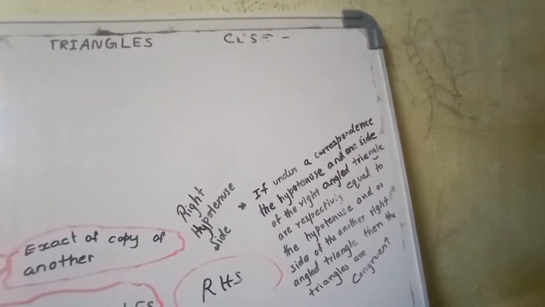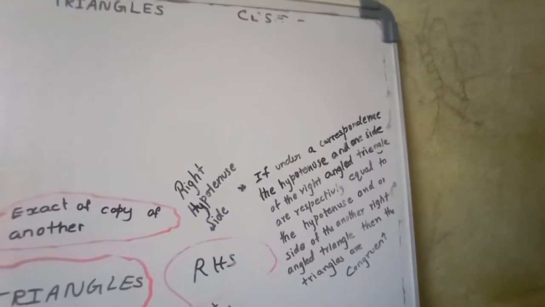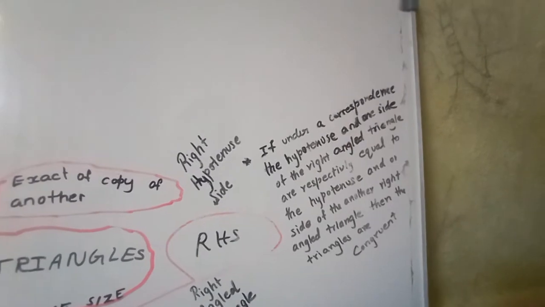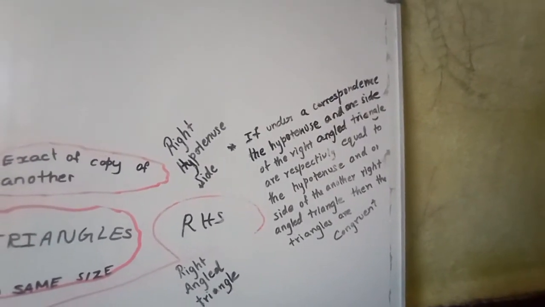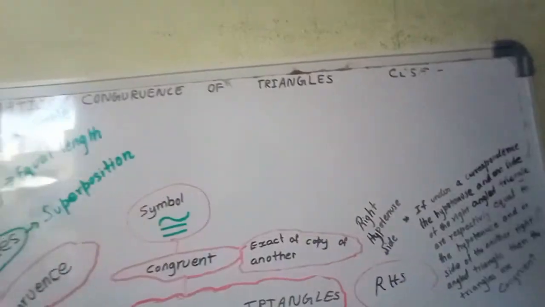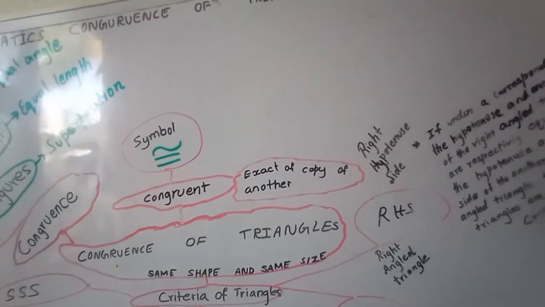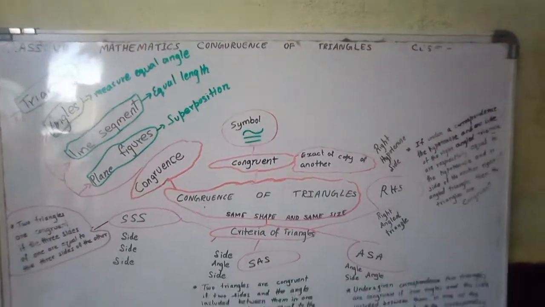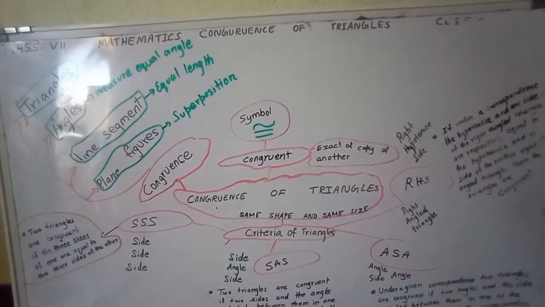If under a correspondence the hypotenuse and one side of a right-angled triangle are respectively equal to the hypotenuse and side of another right-angled triangle, then the triangles are congruent. To say they are congruent, one must be an exact copy of the other. We should not find any difference between the two figures. Those figures are called congruent.